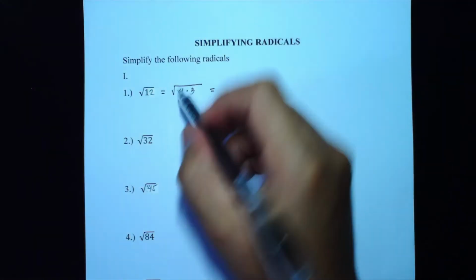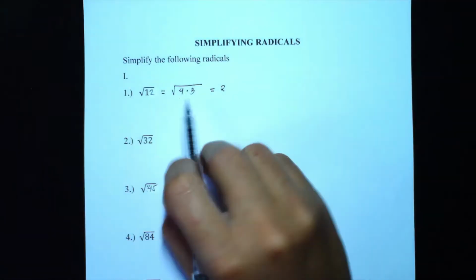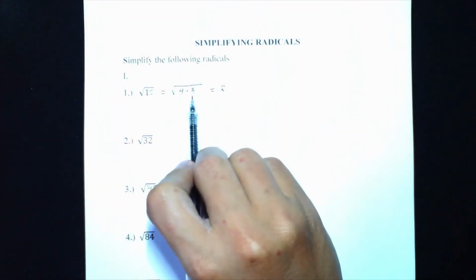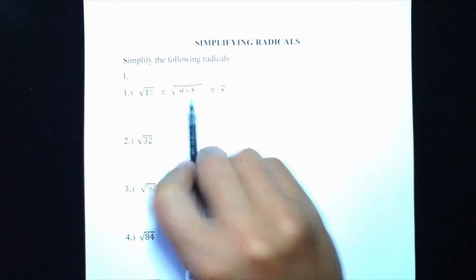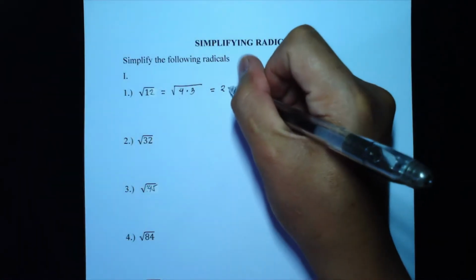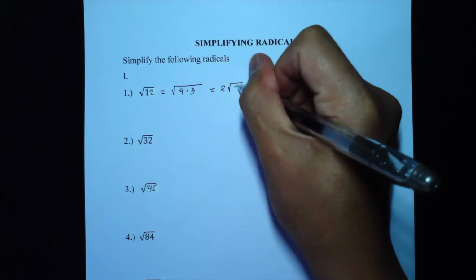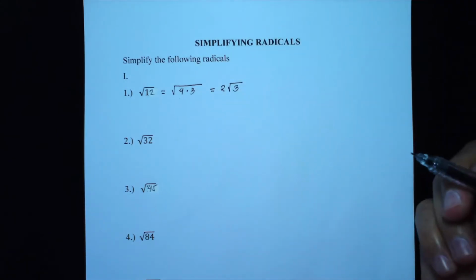So if we simplify that one, the square root of 4 is what? 2. Then since 3 is not a perfect square, it remains inside the radical sign. So the answer will be 2 square root of 3.